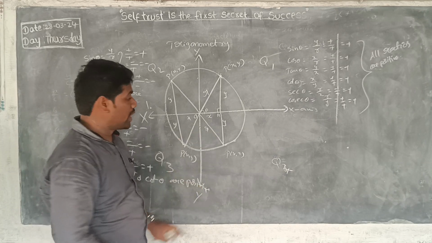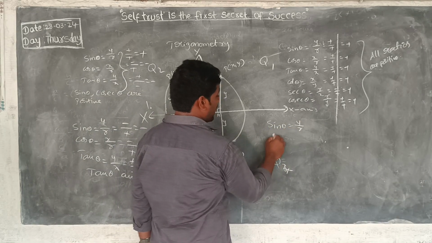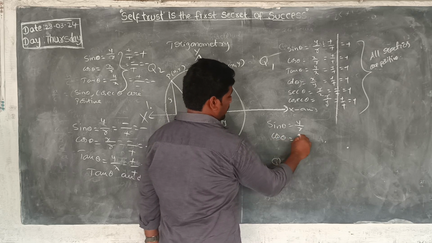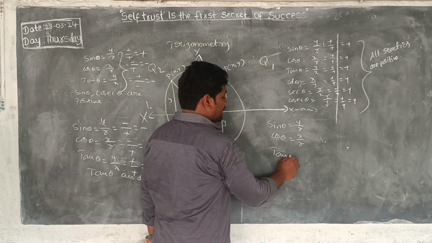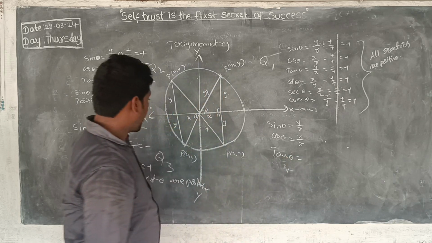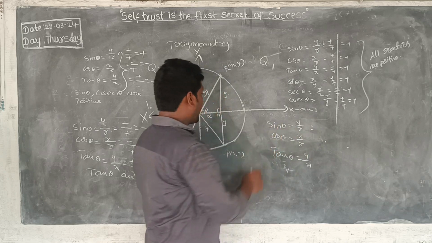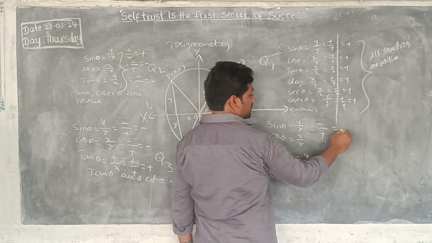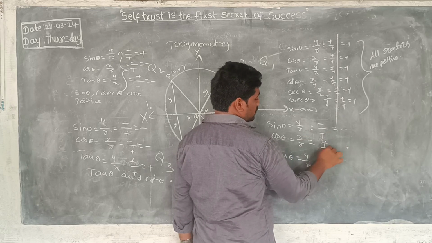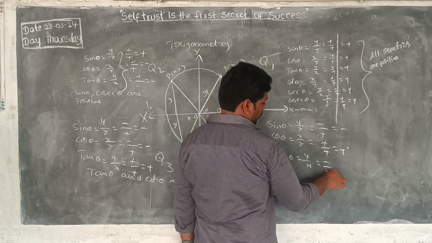So coming to the fourth quadrant, sin theta is equal to y by r, cos theta is equal to x by r. Similarly, tan theta is equal to y by x. In this, y is negative, and negative by positive is negative. x is positive, positive by positive is positive.